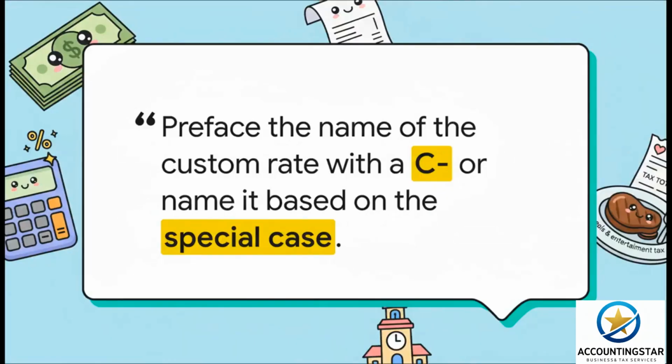Now check out this Pro Advisor tip, because this is a game changer. When you start making a few of these, your list can get messy real quick. By giving them a clear name, like putting a C- in front for custom, or just calling it Toronto Hotel Tax, you make it so much easier for yourself or anyone else to know exactly what that rate is for. It's such a simple habit that will save you so many headaches down the road.